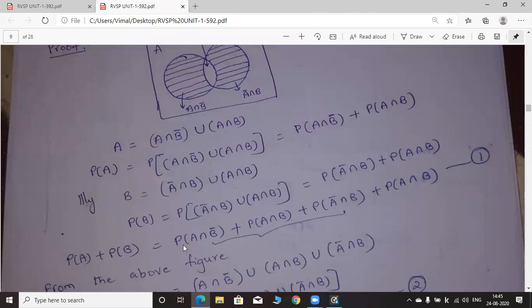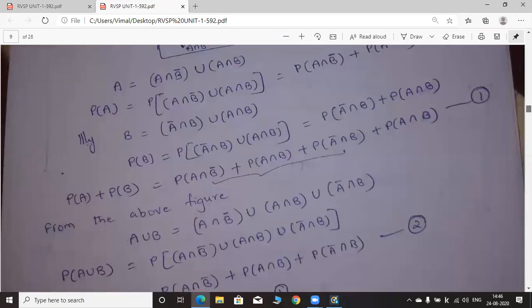Observe the first three terms. The first term is probability of A intersection B bar, which means probability of this shaded area. Plus probability of A intersection B, that means probability of this common portion. Plus probability of A bar intersection B, which means this second shaded area. So these three terms cover the entire A and B. Okay, there is no missing portion.